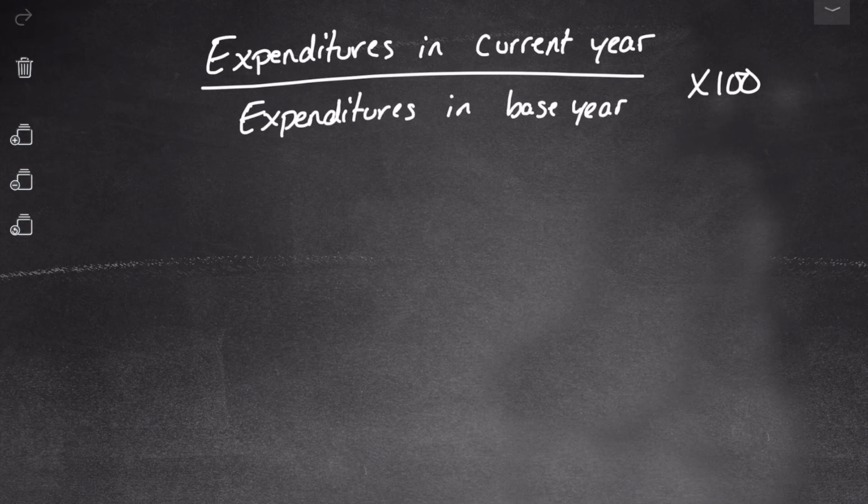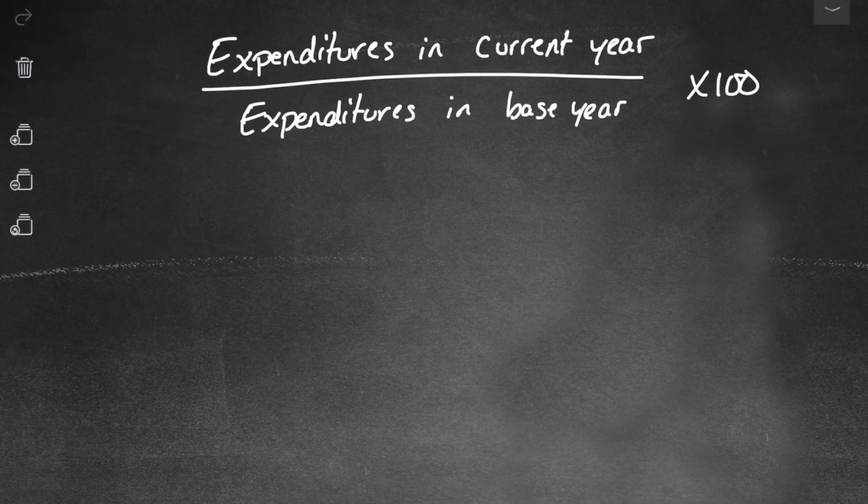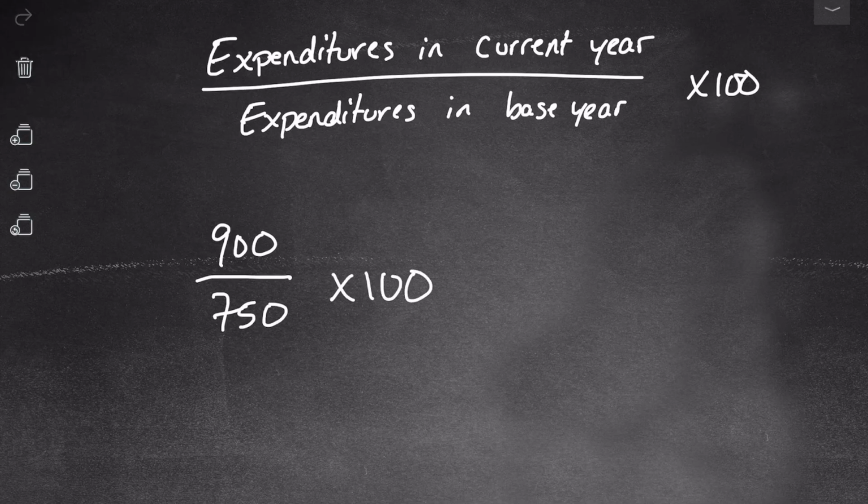So in our example, 2014 was the quote-unquote current year. In other words, it's the year that we were interested in understanding. So we got an expense of 900. We divided that by the base year's expense, which in our example was 750 for 1999. We multiply by 100, and we get 120. In other words, the CPI increased by 20% since the base year.